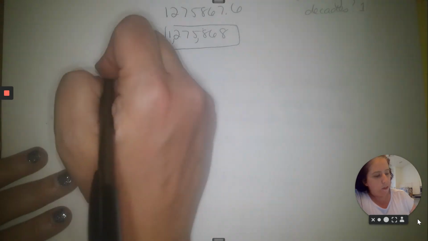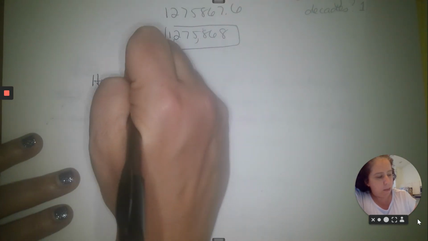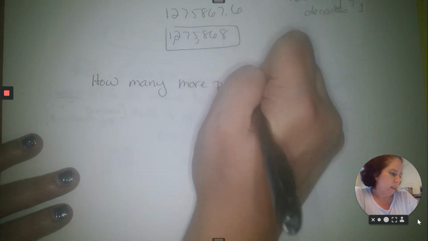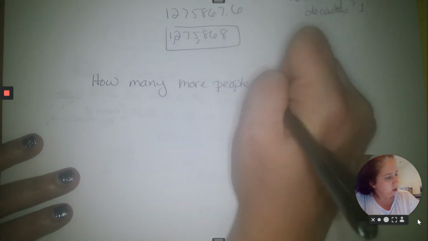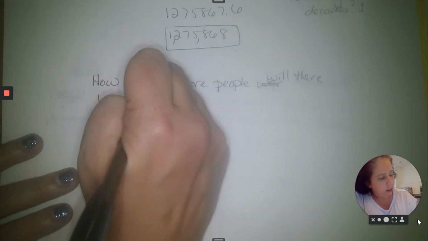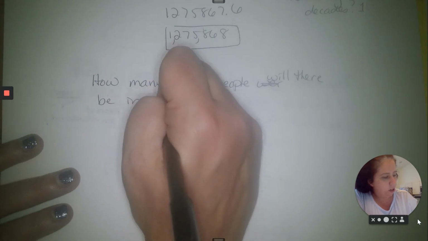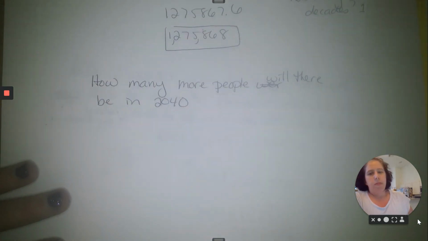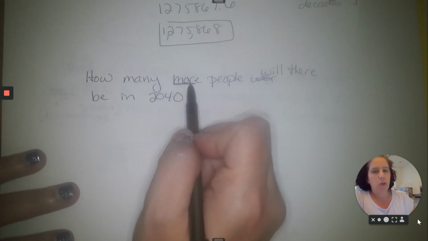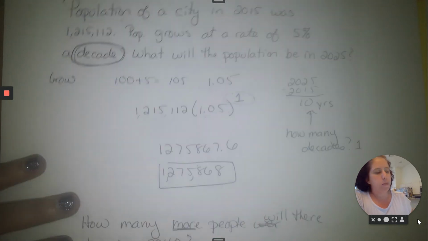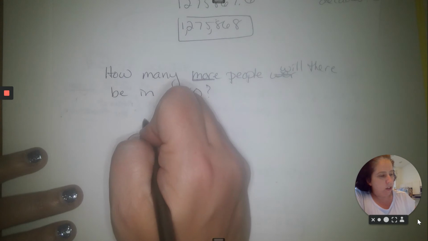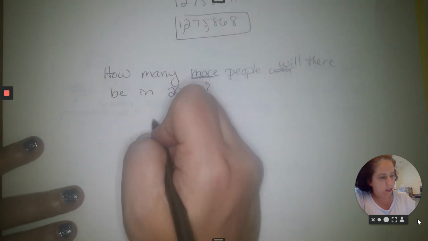Okay, so now I'm going to do one more thing with this, just to make sure you guys know what's going on. What if I ask you how many more people will there be in 2040? So we're going to do two things at once. This time I want to know how many more people there were. I don't want to know what the total is in 2040. I want to know how many more people there are than there were in 2015. So you're going to do the same thing. The multiplier is the same, the original amount's the same.